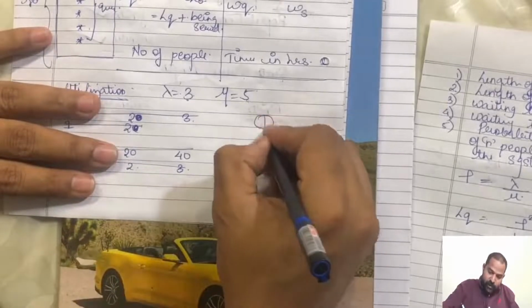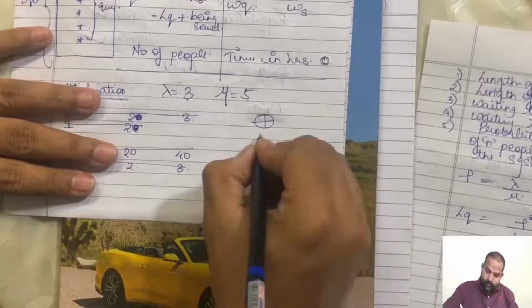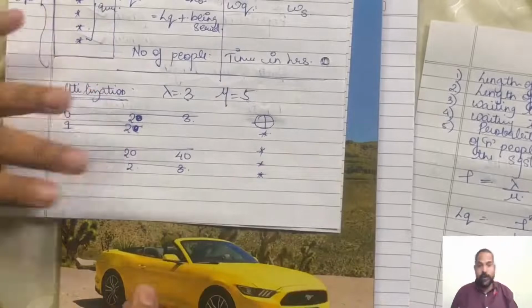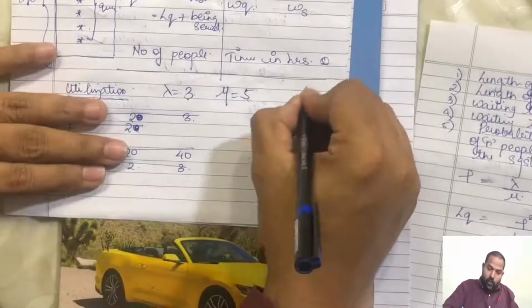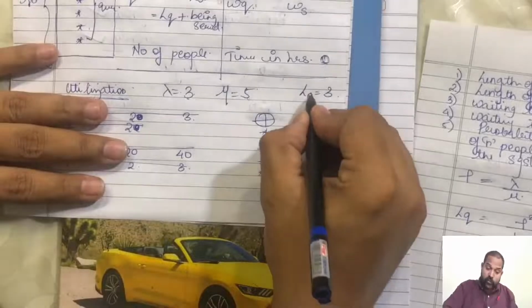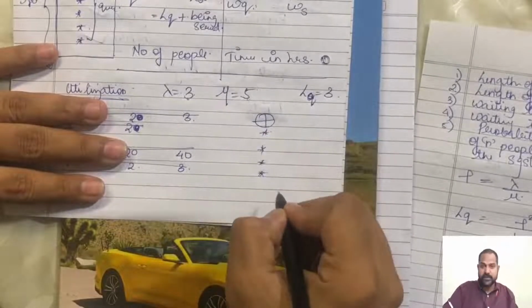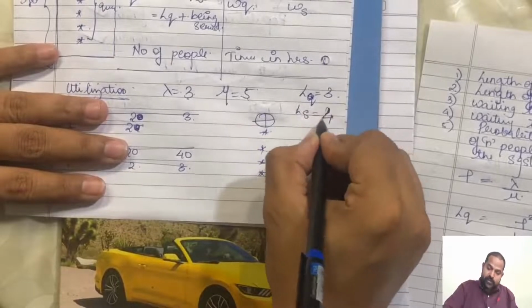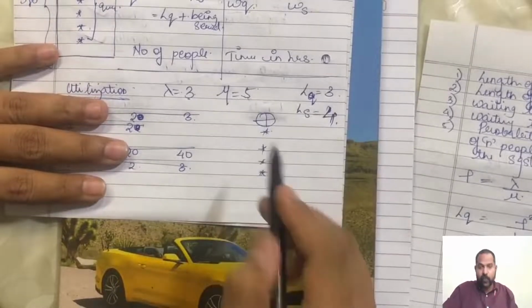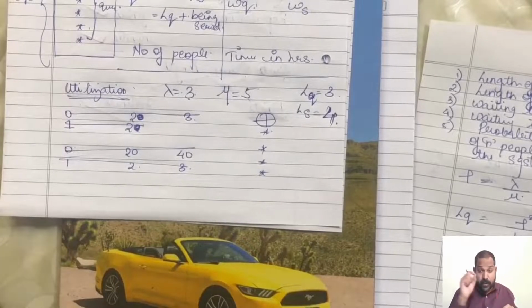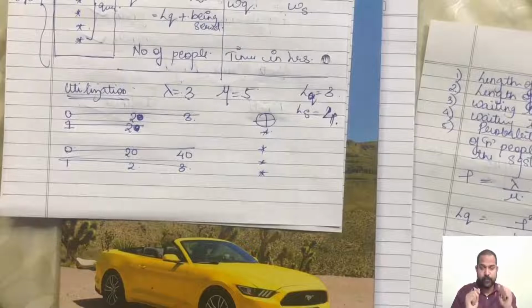This is your server, and there is a person sitting here, and in the queue there are 3 more people. Question: what is the length of the queue? 3. 3 people in the queue. What is the length of the system? Well, the length of the system is 4. 3 in the queue and 1 person getting served? That's wrong. Listen to what I am saying carefully now.